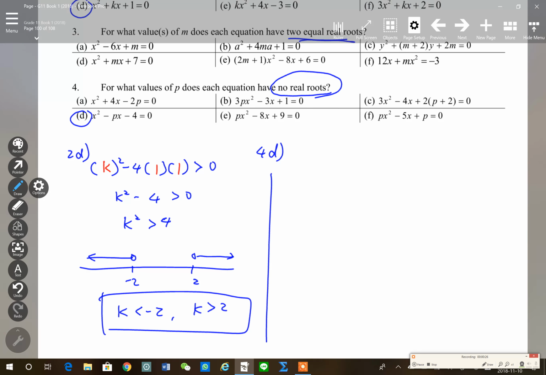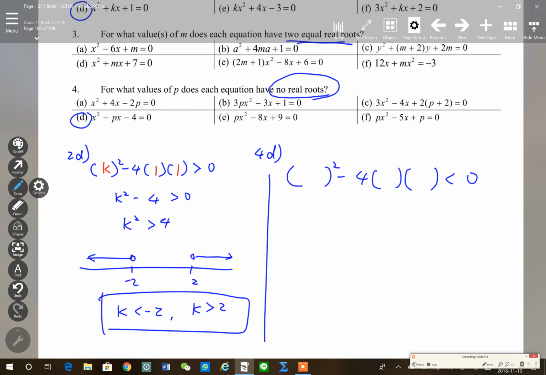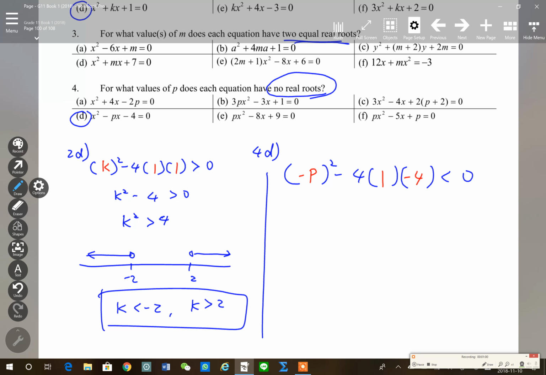What does that mean? Discriminant must be less than 0. Okay, fill in. So Jeffrey, what are the numbers? What's the first number? Negative P. Minus 4A. What's A? C is, yeah. Okay, we'll simplify it.